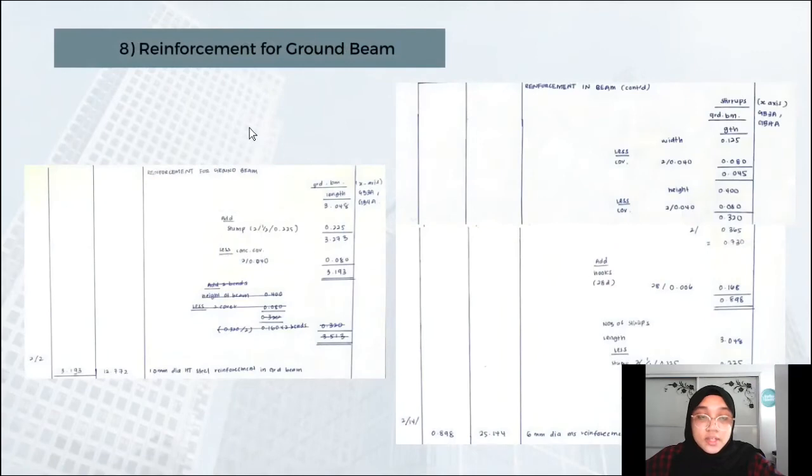So next is the reinforcement for ground beam. So for reinforcement for ground beam, for now I'm counting for the x-axis.